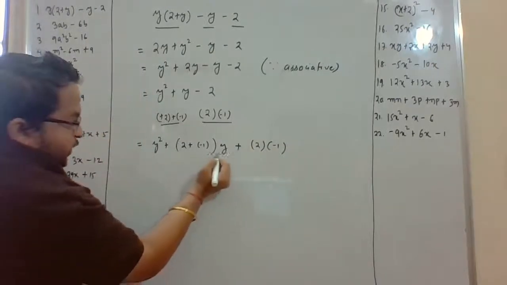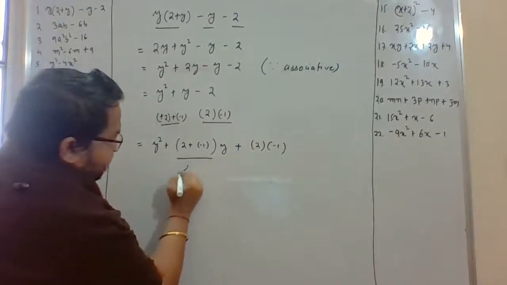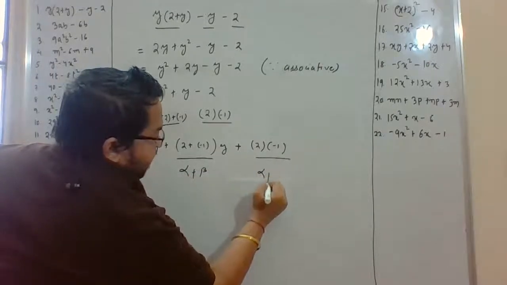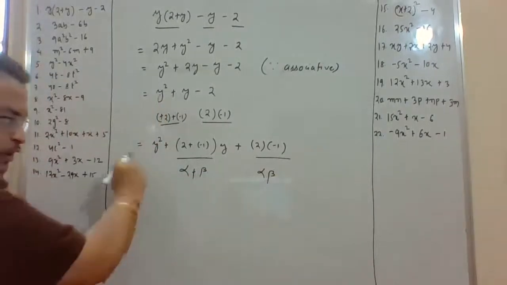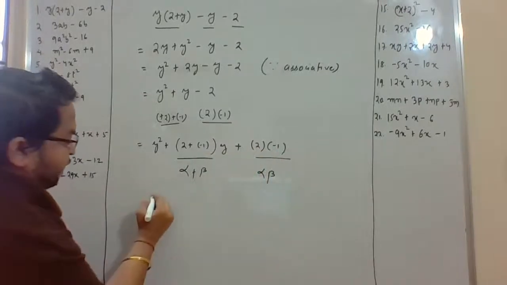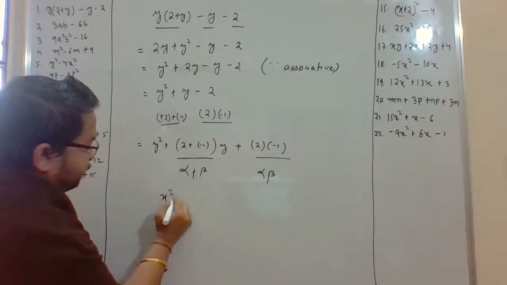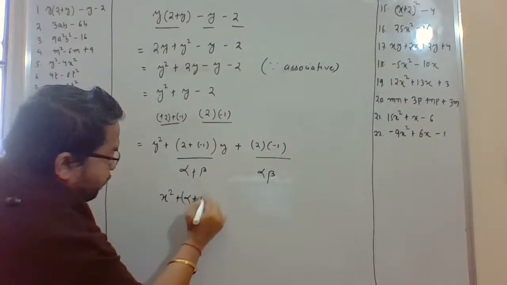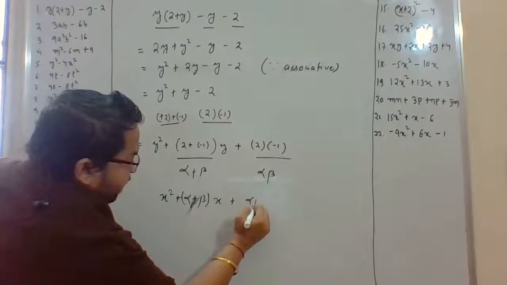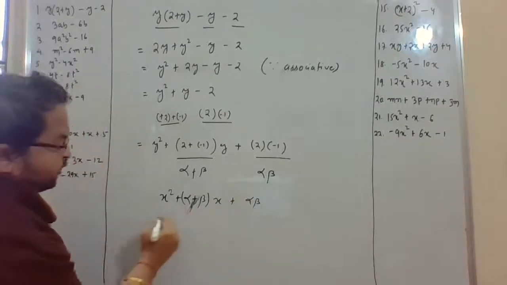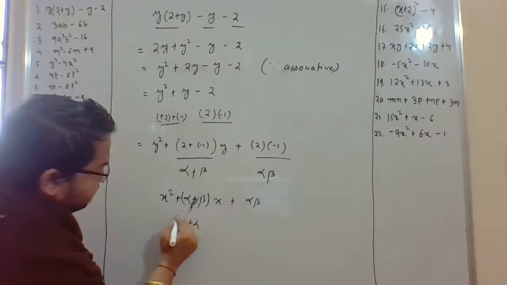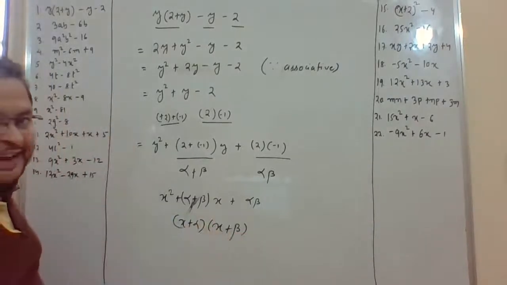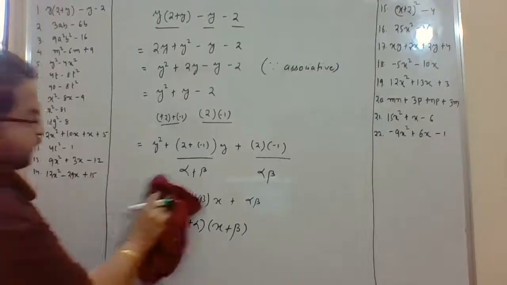So if you see, the middle term is expressed as alpha plus beta, and these two are expressed as alpha beta. So we know if we have an expression of the form x squared plus (alpha plus beta) into x plus alpha beta, then the factors of this are nothing but (x plus alpha) into (x plus beta). So this is what we have studied as an identity yesterday, right?